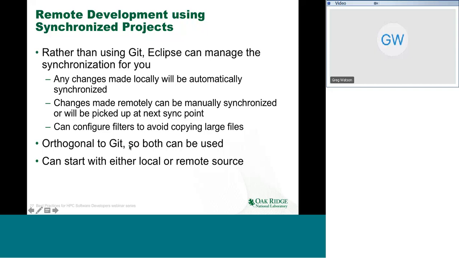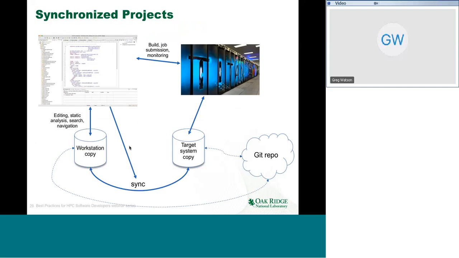It can also be combined with Git if you want, so you can use both Git and synchronized projects. Essentially it looks like this. We have a Git repository somewhere in the cloud that's maybe the master repository, and you can clone that either to your workstation or to the target system. You can start with either a local or a remote copy, and then you set it up as a synchronized project. Anytime you make a change in Eclipse, Eclipse will automatically migrate the changes to the remote system.